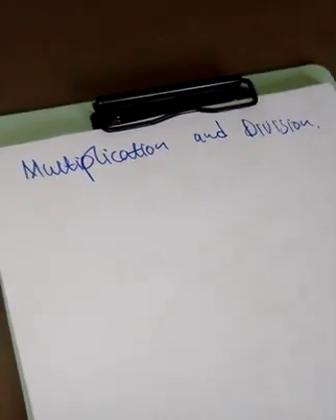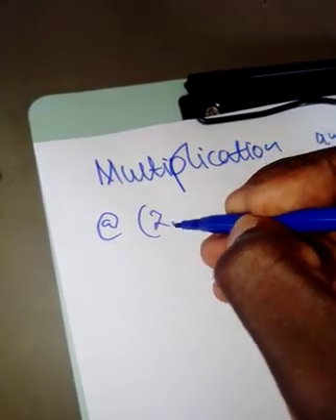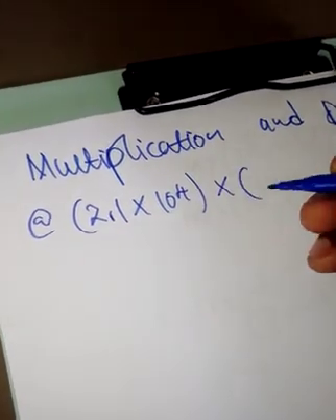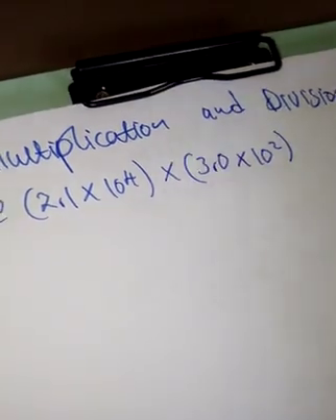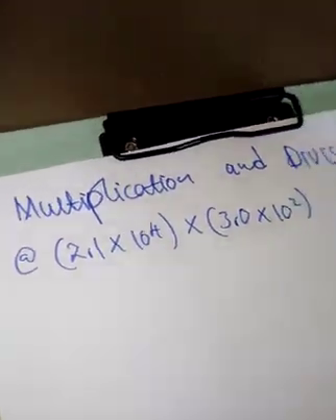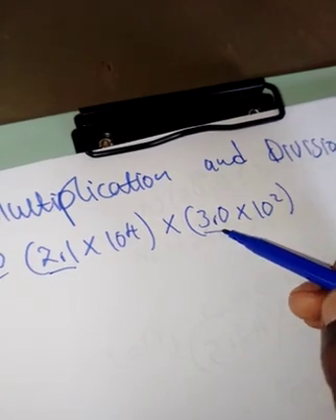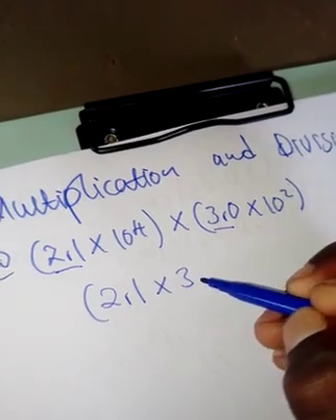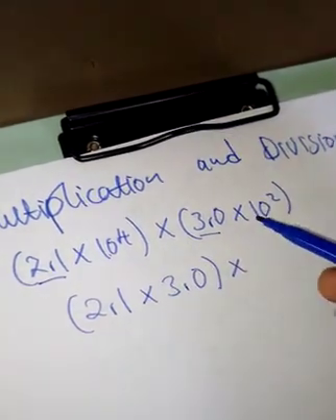Okay, what if we are multiplying or dividing? The first one, let's say we have 2.1 times 10 to the power 4 multiplied by 3.0 times 10 to the power 2. When we are multiplying, you multiply these. So you say 2.1 multiplied by 3.0. Then times 10 to the power 4, 10 to the power 2.